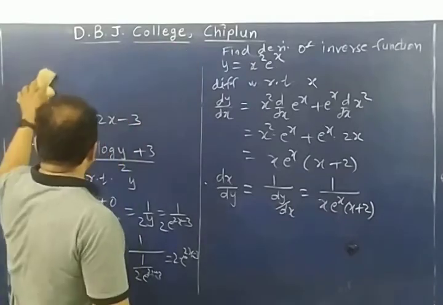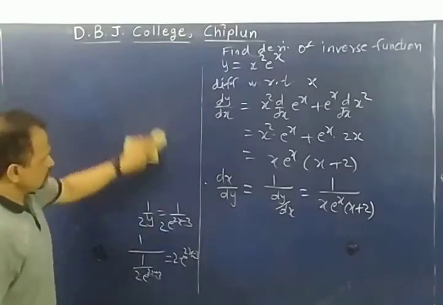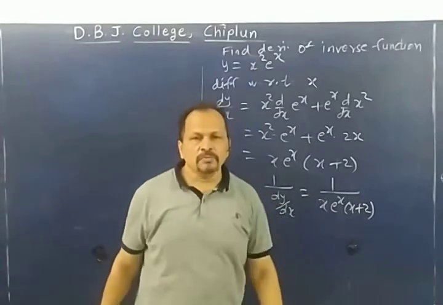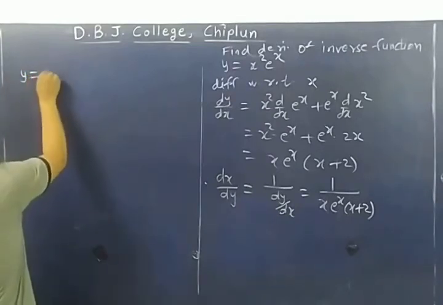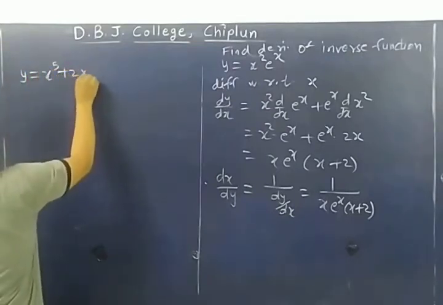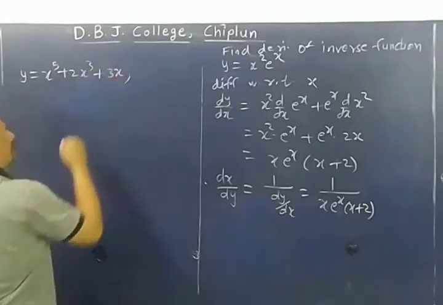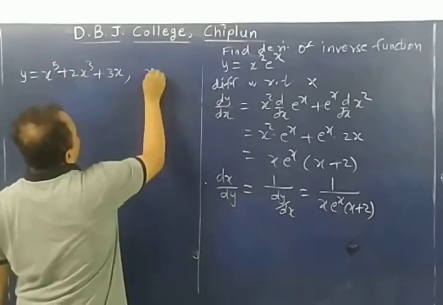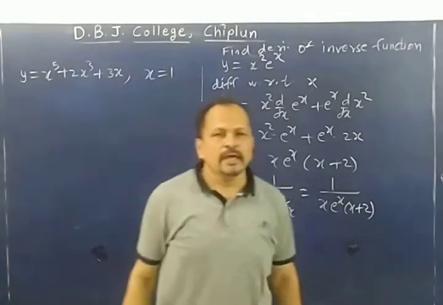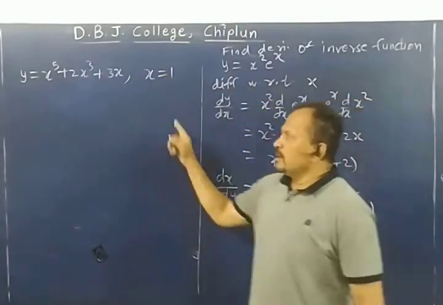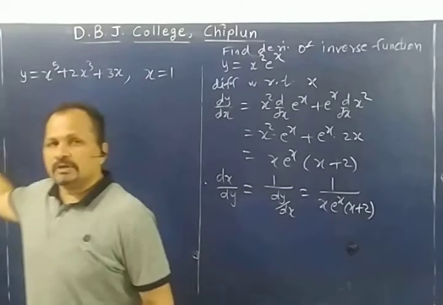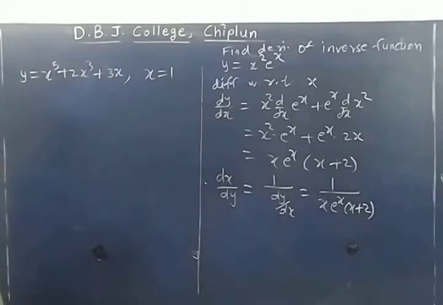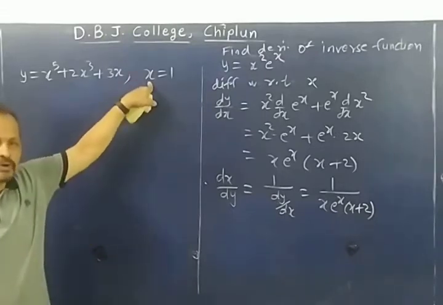But in the third question we will see something from question number 3. Y is equal to x raised to 5 plus 2x cube plus 3x. We want the derivative of inverse of this function at x equal to 1. This function is given to us, its inverse is x equal to something. I don't know what that is at this moment, but I want that derivative evaluated at x equal to 1.